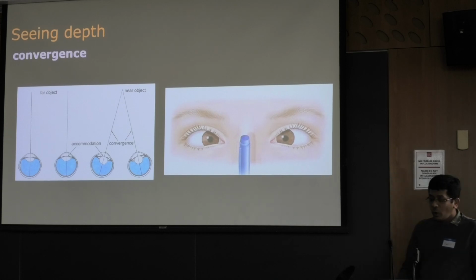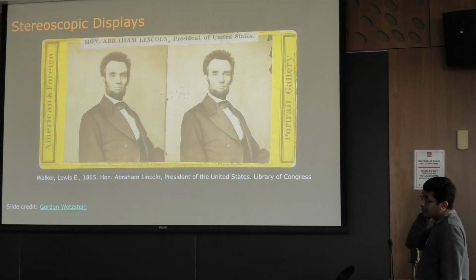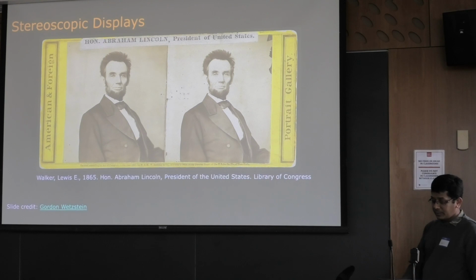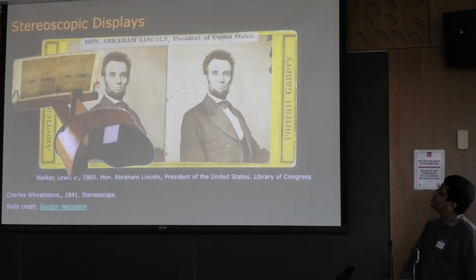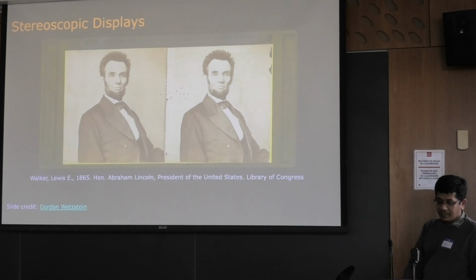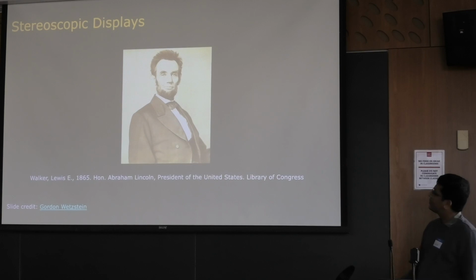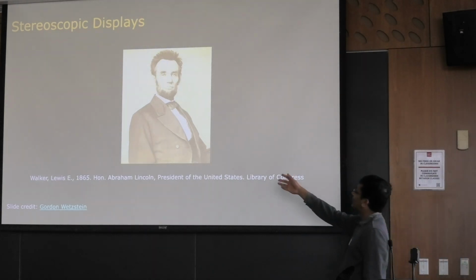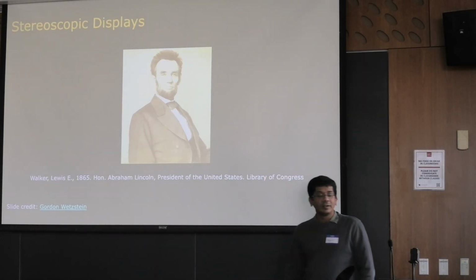One of the oldest ways in which 3D displays were built: here is a 150-year-old set of photographs to be viewed with this stereoscopic display, which allows you to see each side with each of your eyes. And then when you see this, you see the depth. If you just flip through it, you can already see what the depth would look like.